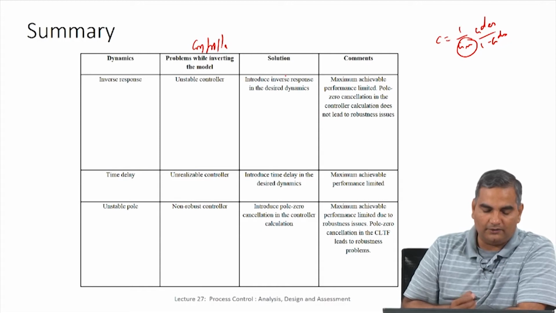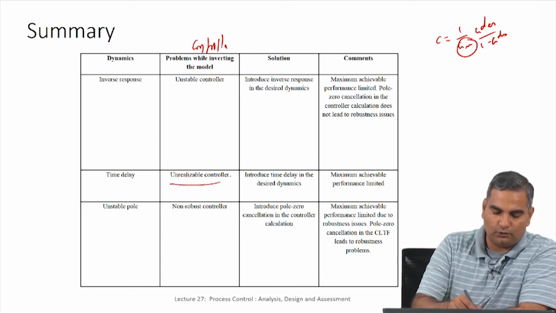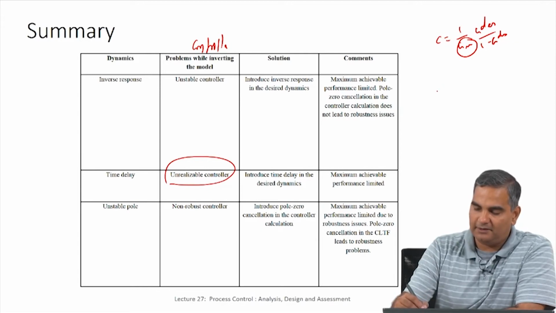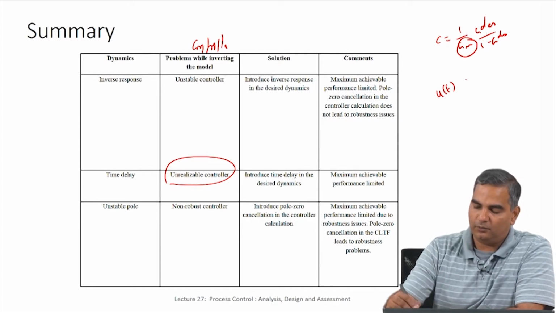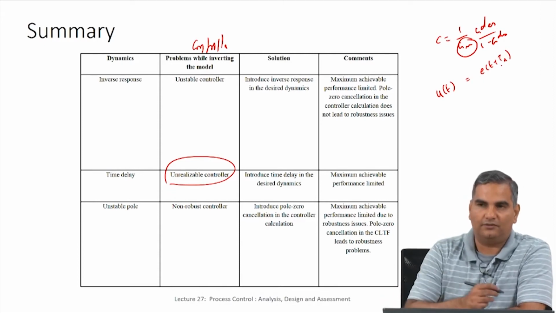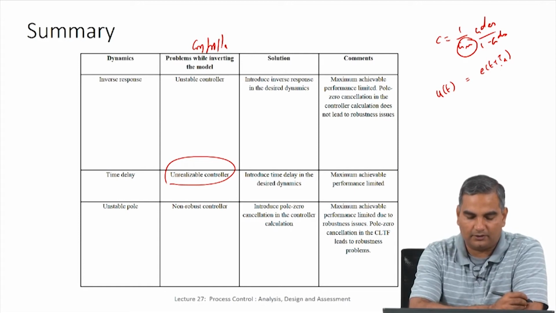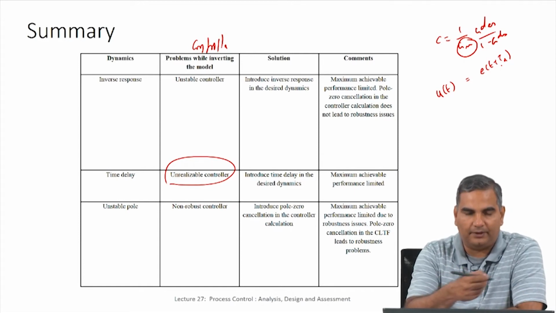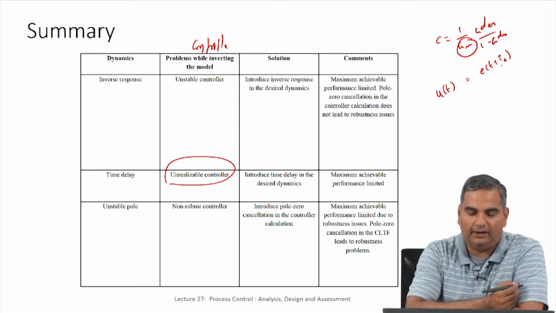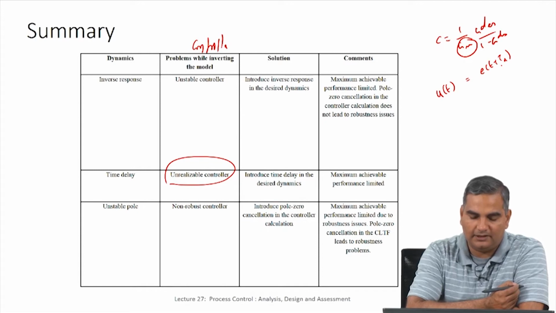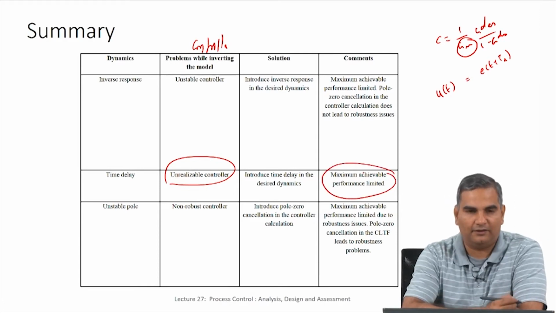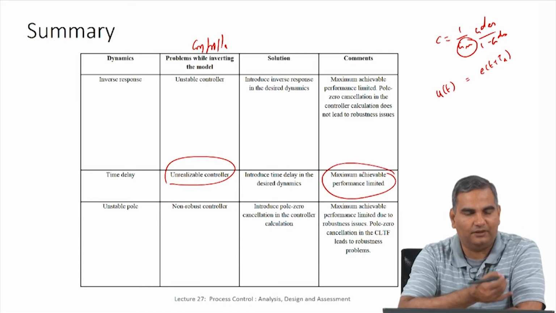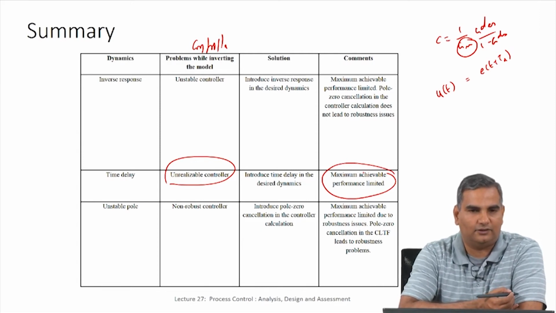And if you use whatever G desired you want with the time delay system, then I showed you that you will get an unrealizable controller, which basically meant that if you wanted to find the u(t) from the controller, it would require error at t plus tau d, that is future errors, which is not feasible. So, you will end up with an unrealizable controller. So, the solution is to temper our expectations for G desired by actually introducing time delay in the G desired dynamics, in which case again the maximum achievable performance is limited, because you have to really have things happen with the delay, and there is no way of getting around it.